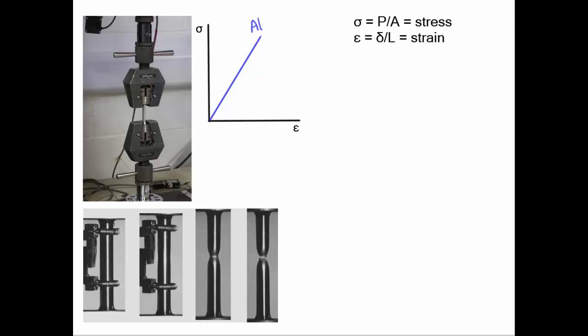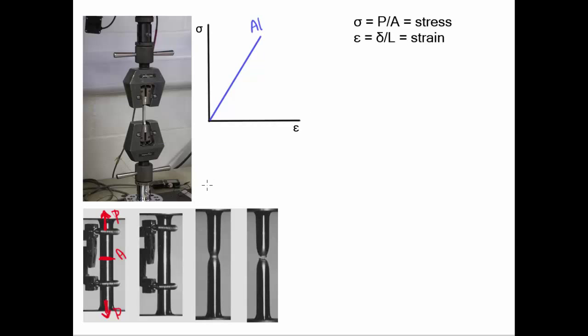So here we would have, say, a force upward of P and downward of P. And if the dog bone was cylindrical, the area of this cross section would be pi r squared, the area of a circle. And strain, which is represented by the Greek letter epsilon, is equal to delta over L, where delta is the amount by which the material stretches and L is its original length.